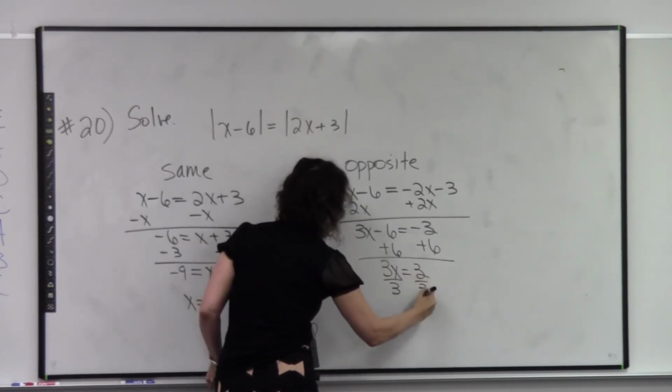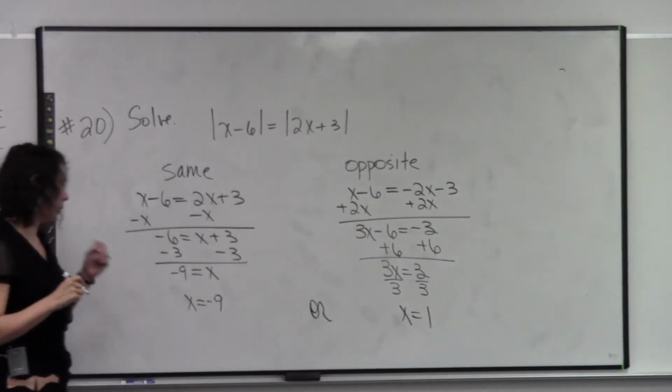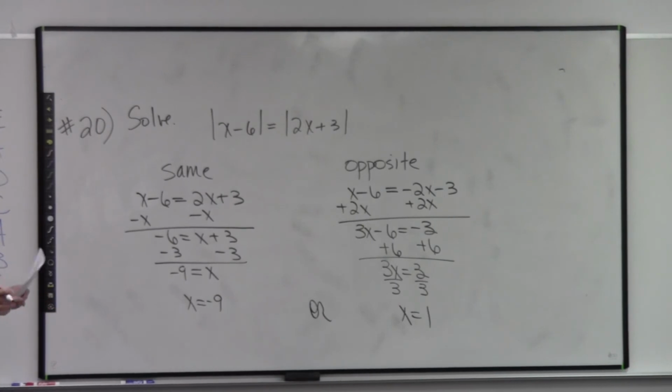I'm going to divide by 3. So x is going to be 1. So we're ending up with a negative 9 or a positive 1. And we should be picking, let's see, D, looks like to me.